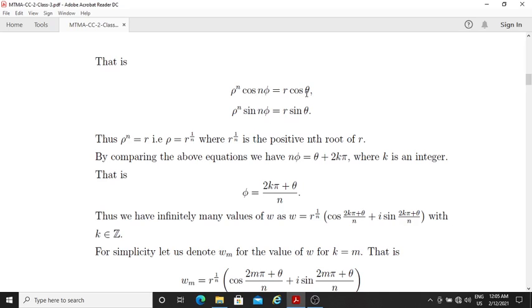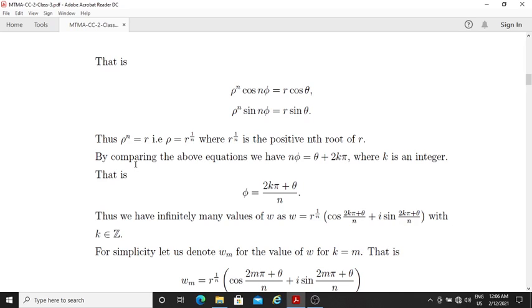So if we equate these two equations, then we get n psi is theta plus 2k pi, where k runs over any integer. Now, why theta plus 2k pi? As you know, sine of theta plus 2k pi is sine theta itself, and cos of theta plus 2k pi is merely cos theta. So the general solution will be theta plus 2k pi. So k runs over all integers.